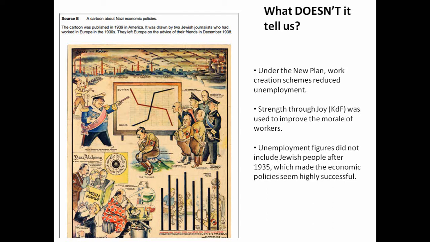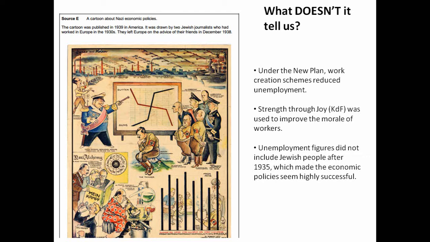One thing it doesn't mention is the work creation schemes that were put into place under the new plan and that really reduced unemployment. Second thing, it doesn't mention anything about Strength Through Joy, or the KDF scheme, which was used to improve the morale of the workers. You'll remember the stuff about the Volkswagen cars and the subsidised holidays as well. And a third thing then is that the unemployment figures didn't include Jewish people after 1935, which made the economic policies seem perhaps much more successful than they were. It doesn't actually seem to mention that in the source.